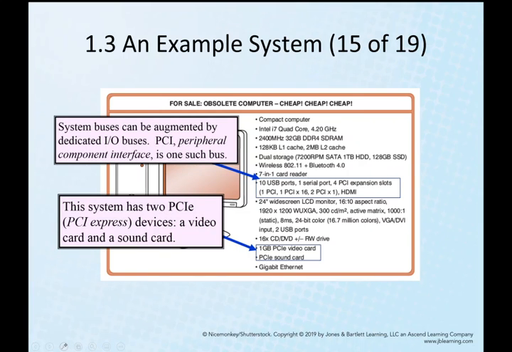Okay, so if we go to the next line, we see that we have a PCI, peripheral component interconnect, to which we usually connect different cards, like a VGA card, sound card, and other devices that are connected to the processor. And of course this system has two PCIe, which is PCI Express, for video cards and sound cards, which is faster than PCI.